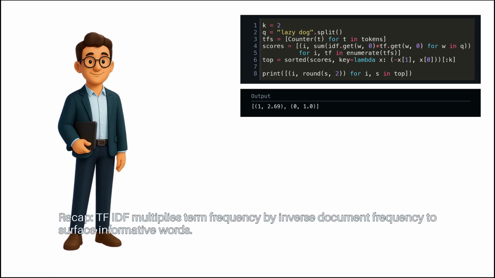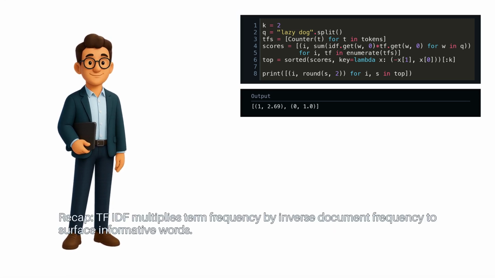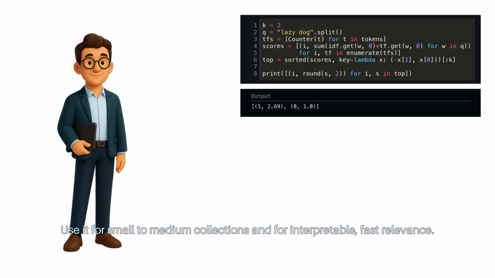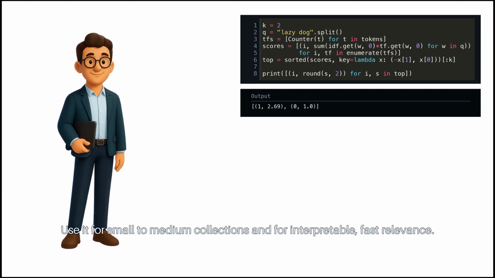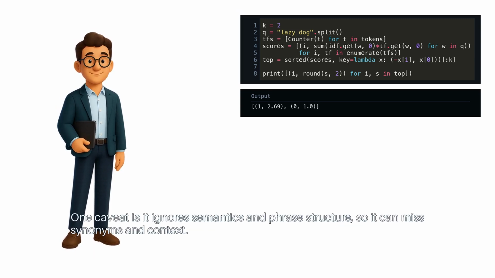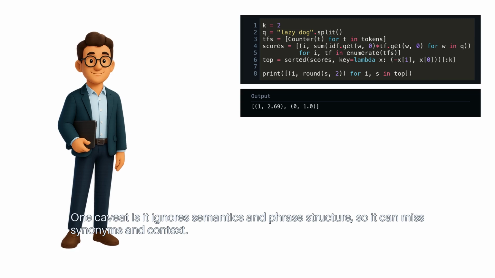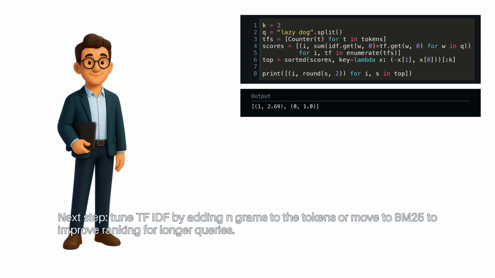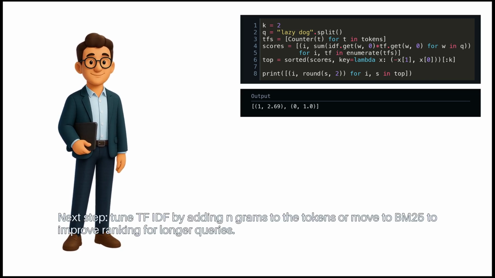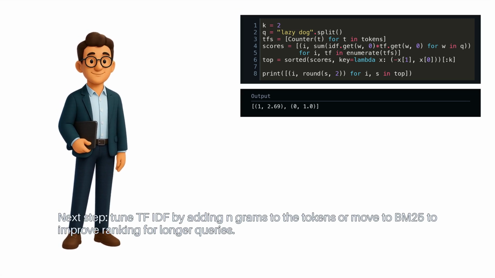Recap: TF-IDF multiplies term frequency by inverse document frequency to surface informative words. Use it for small to medium collections and for interpretable, fast relevance. One caveat is it ignores semantics and phrase structure, so it can miss synonyms and context. Next step: tune TF-IDF by adding n-grams to the tokens, or move to BM25 to improve ranking for longer queries.